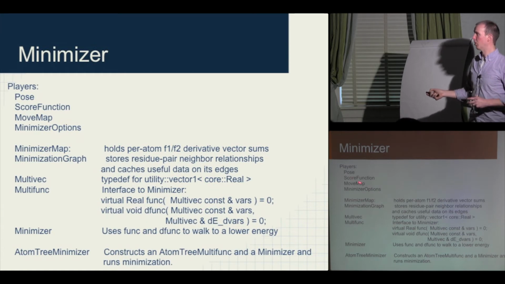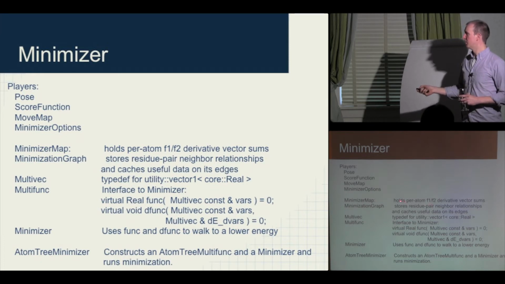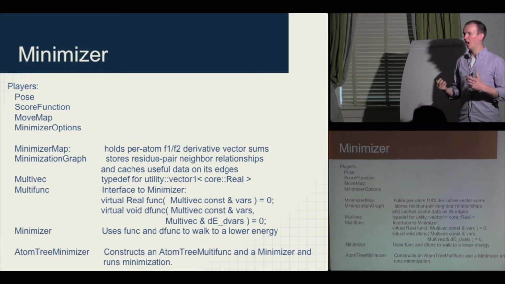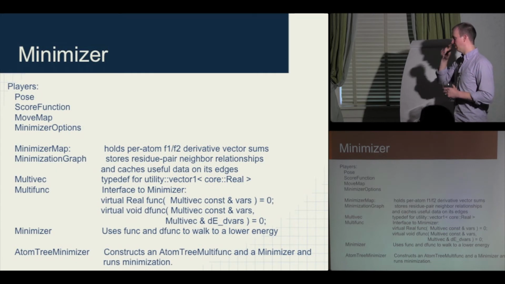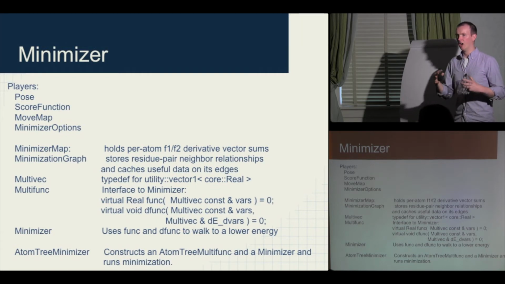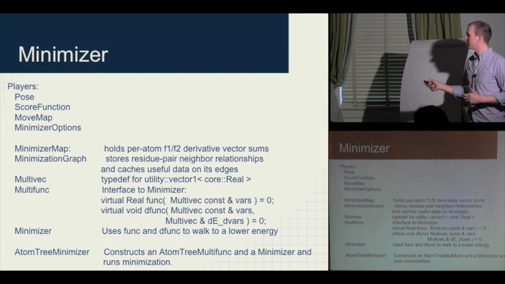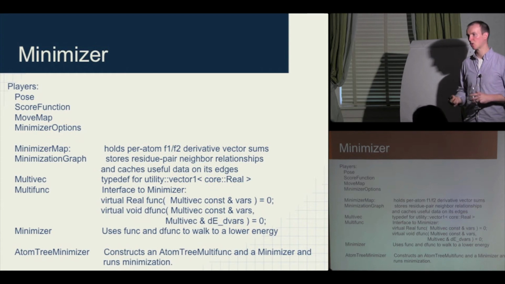Okay, so these are the inputs: the pose, the score function, the move map, and the minimizer options. So the minimizer map is going to hold an F1, F2 derivative vector sum, and I think it's going to hold one per atom, and it's also got one per node in the minimization torsion tree. The minimization graph stores the residue pair neighbor relationships and is used by the score function to rapidly evaluate the score during minimization.